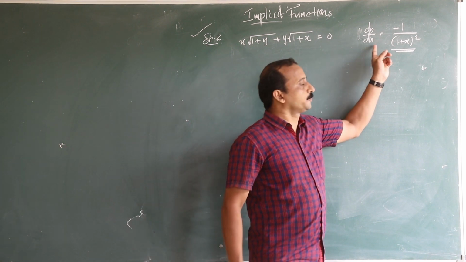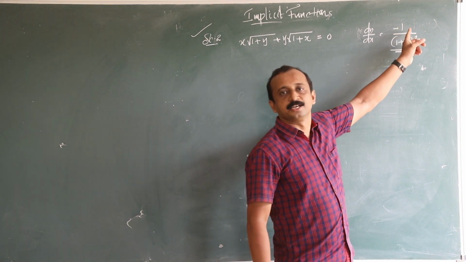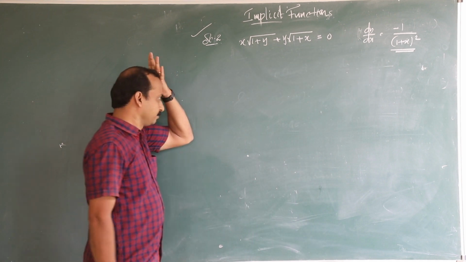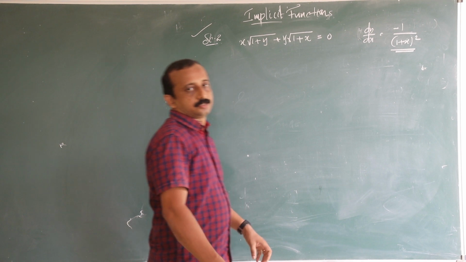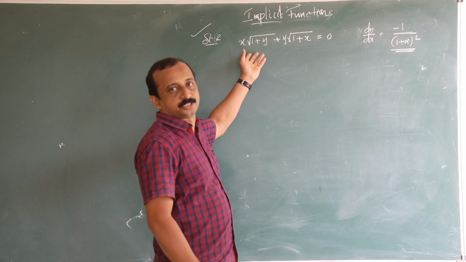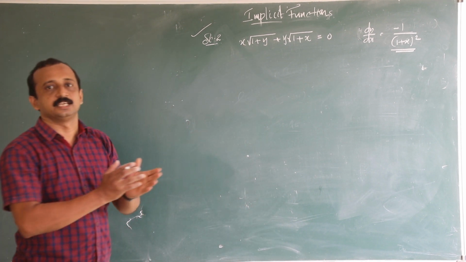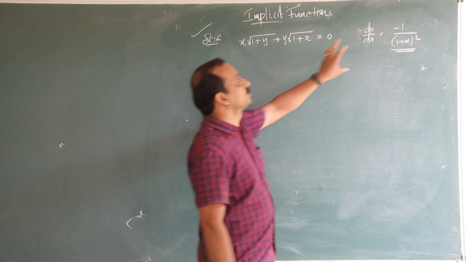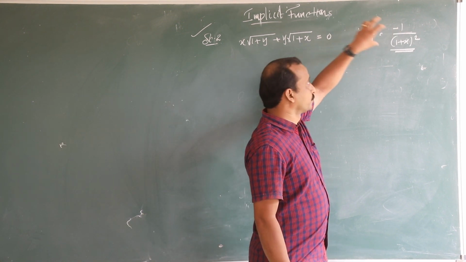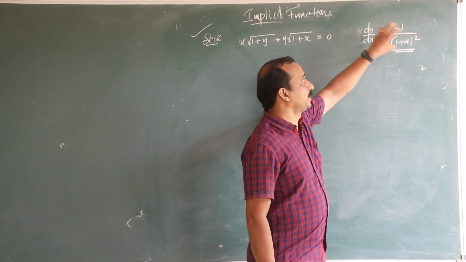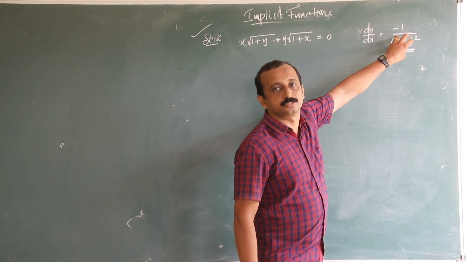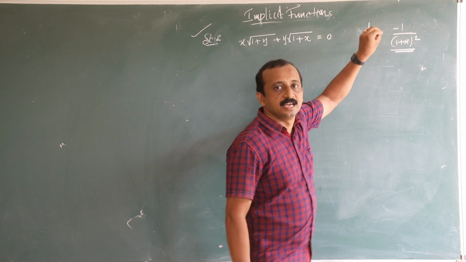Here is the proof. What is the proof? Prove that dy by dx equals minus 1 by (1 plus x) the whole square. That means on the right side, the only variable is x. So first we say that the given implicit function must be put in the form y is equal to f of x, because our function to be proved is dy by dx equal to minus 1 by (1 plus x) the whole square.